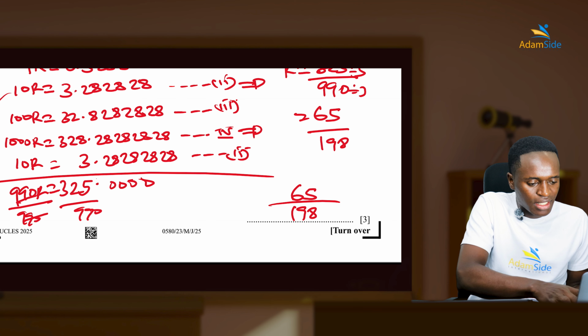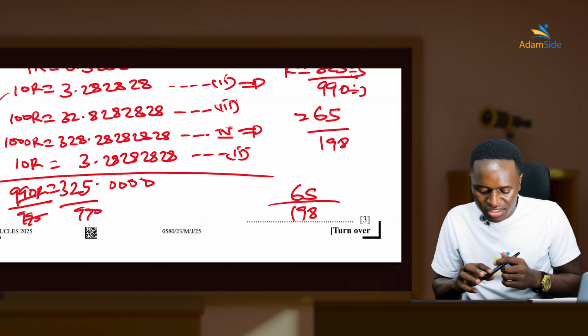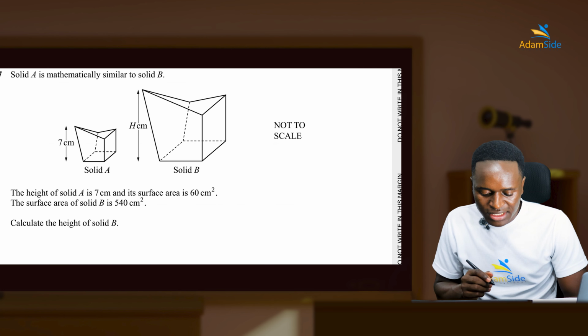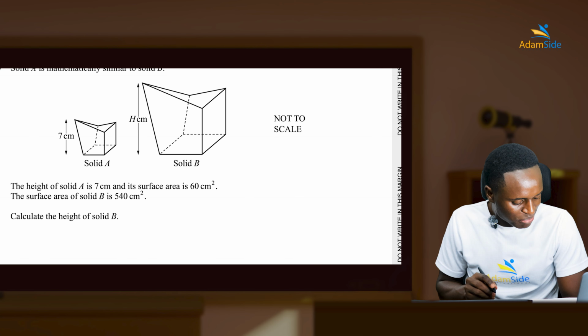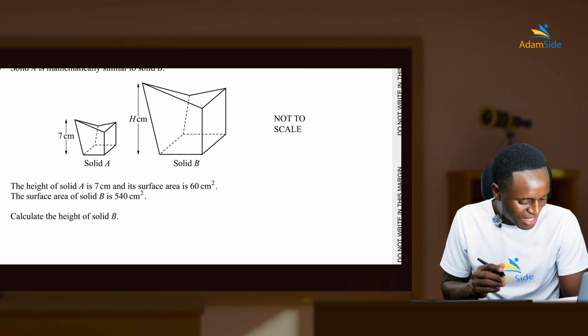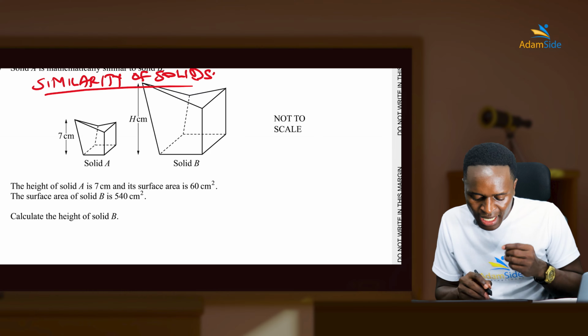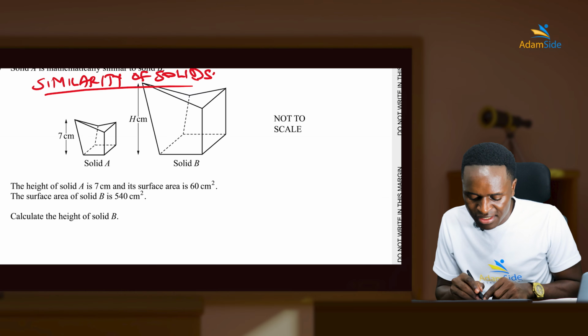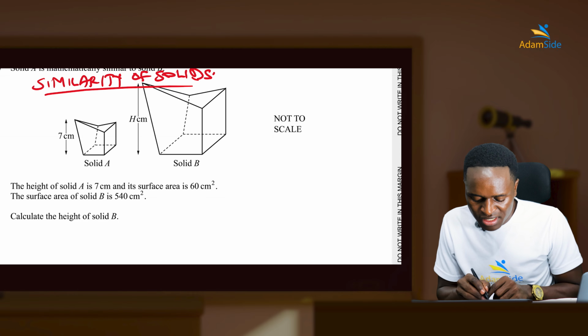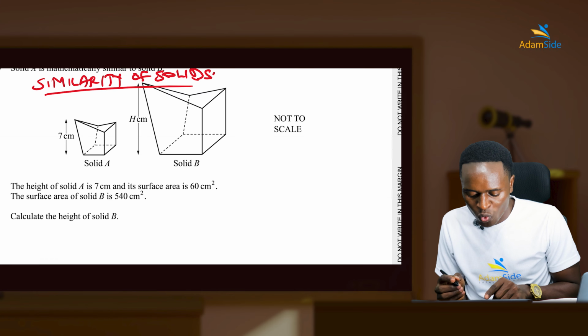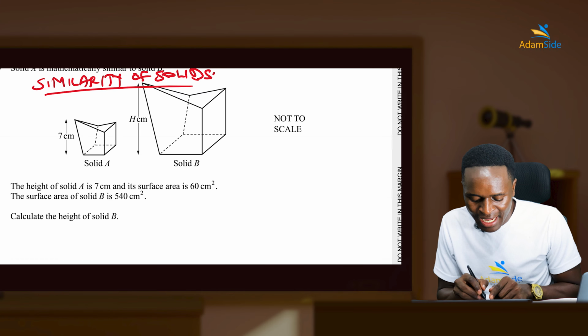Correct. Then we go to question number 17. Solid A is mathematically similar to solid B. This is amazing also. So here we are talking about similarity of solids. The height of solid A is 7 centimeters and its surface area is 60 square centimeters. The surface area of solid B is 540 square centimeters. Calculate the height of solid B.